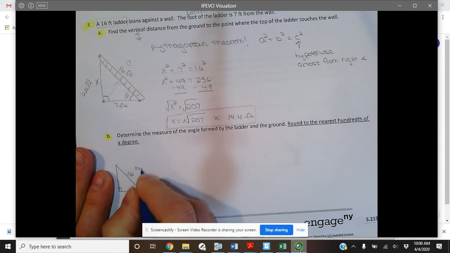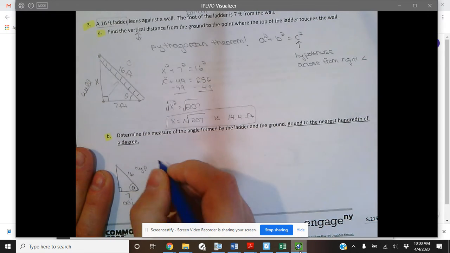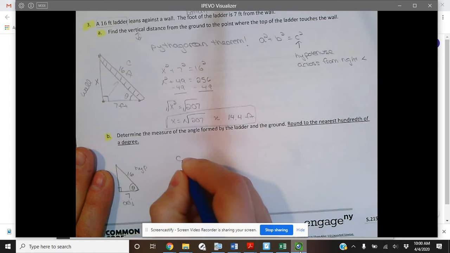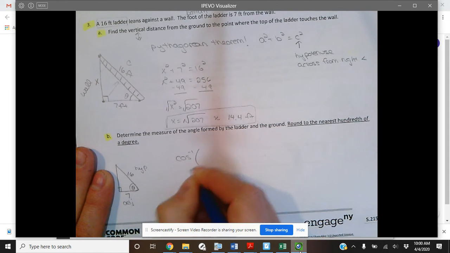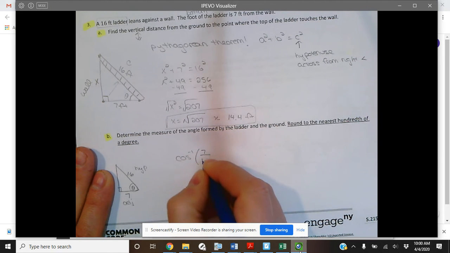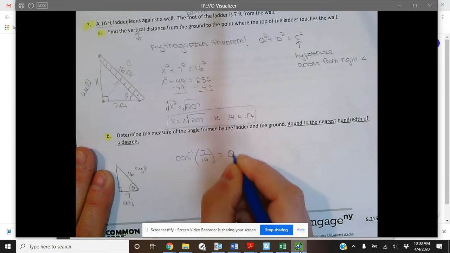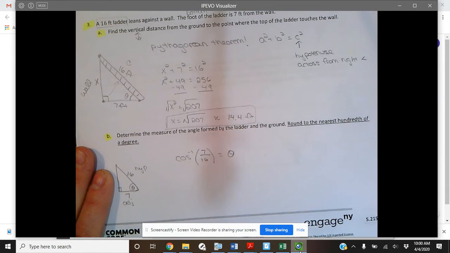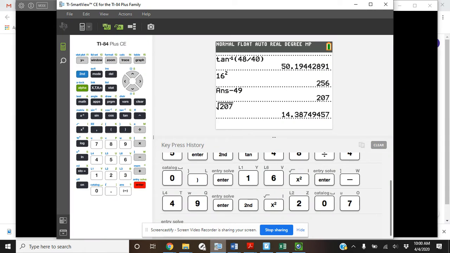This is the hypotenuse, and this is the adjacent. So then we should be using cosine. So we're going to be doing inverse cosine since we're finding the angle measure. Inverse cosine is adjacent over hypotenuse, so 7 over 16 equals theta. Type that into our calculator. Second, cosine 7 divided by 16.